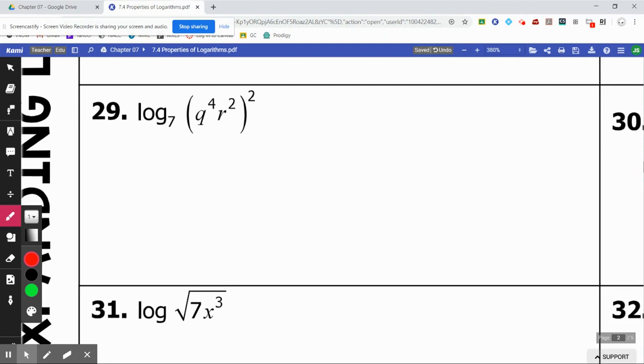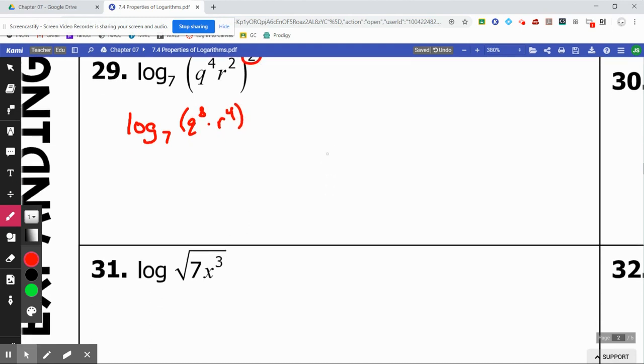Number 29. What I would do here is probably go ahead and raise all the stuff to the 2nd power, so that's going to be log base 7 of q to the 8th times r to the 4th. I went ahead and raised them both to the 2nd. The product we can split up into log base 7 of q to the 8th plus log base 7 of r to the 4th. And then those exponents, the 8 and the 4, can be moved back down front.